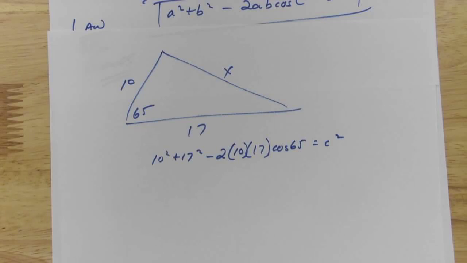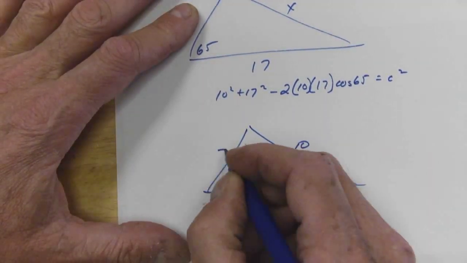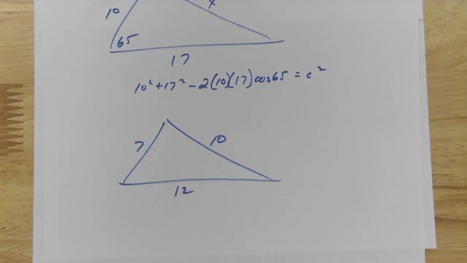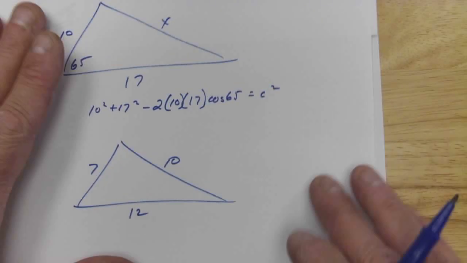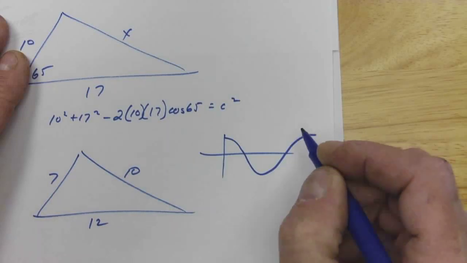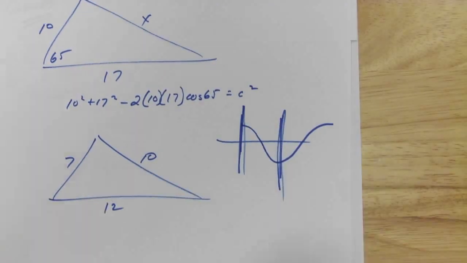Okay? So now there's another situation where you can use law of cosines. Let's say I had 10, 7, and 12. Now, let's talk a little bit of theory here. If I was going to take a look at cosine, we chopped it from 0 to 180. So inverse cosine, you can get answers from 0 to 180 degrees. So cosine will give you obtuse angles.